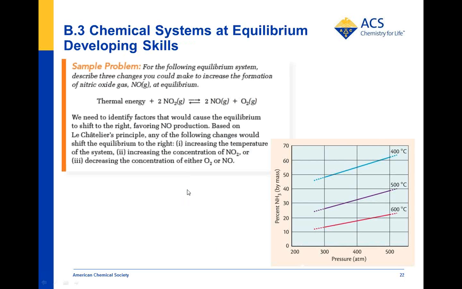The next slide is the developing skills on equilibrium, on Le Chatelier's principle, and this is where students test their understanding. The graph shows the direct relationship between the mass of ammonia gas at various temperatures as a function of the pressure in the production of ammonia. They have several different questions that they answer that test their understanding of the effect of the stresses on the equilibrium.